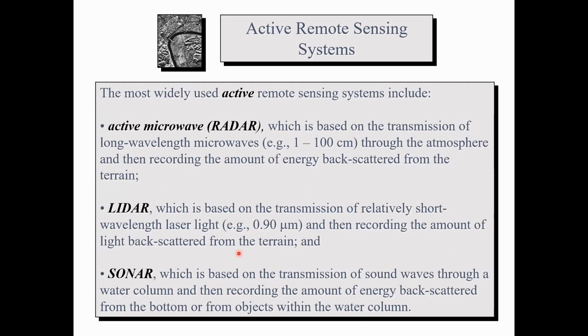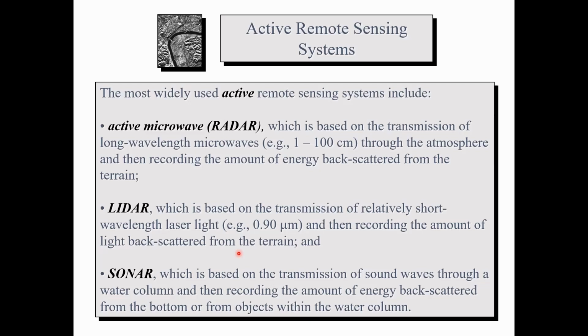So the most widely used active remote sensing systems are, one, radar. Okay, so that's where it gets the name I was talking about, radar remote sensing, or I call it radar microwave remote sensing. Sometimes it's called microwave remote sensing because why? This is doing remote sensing in the microwave part of the spectrum.